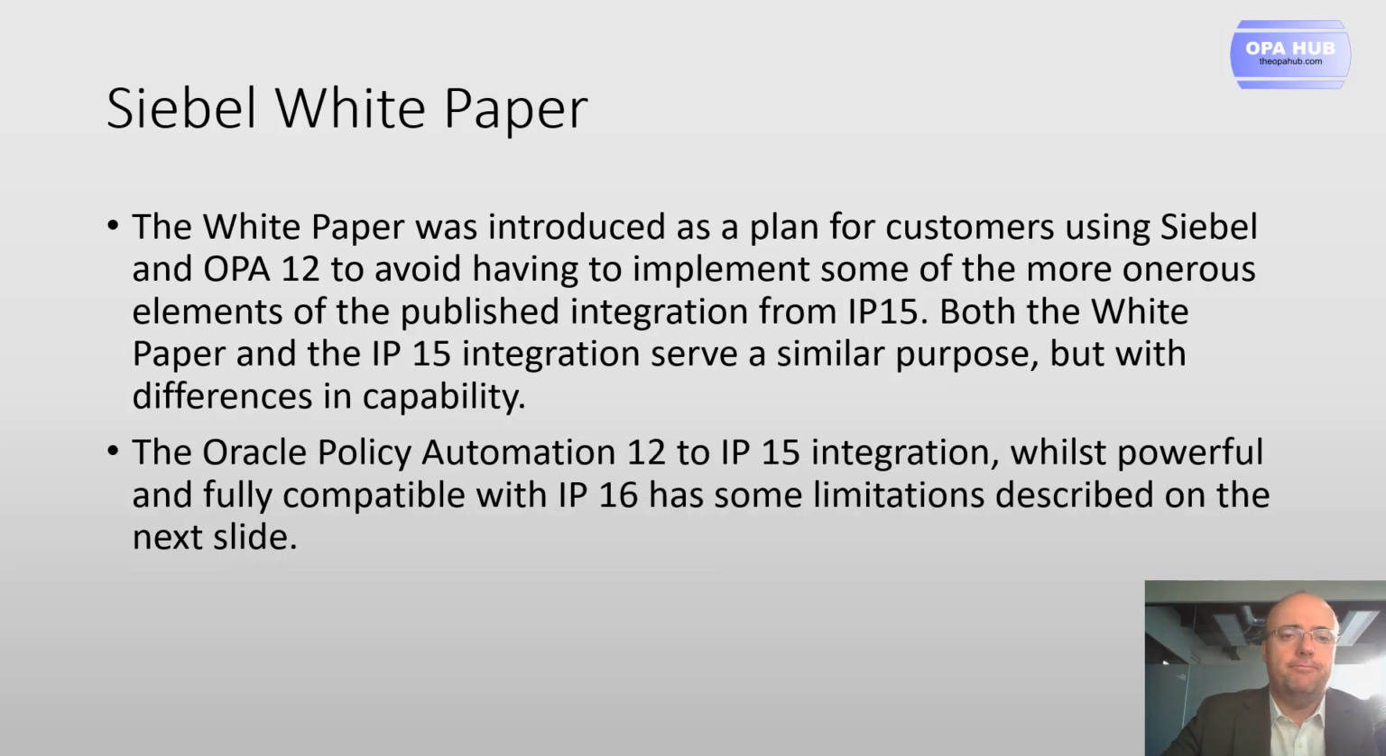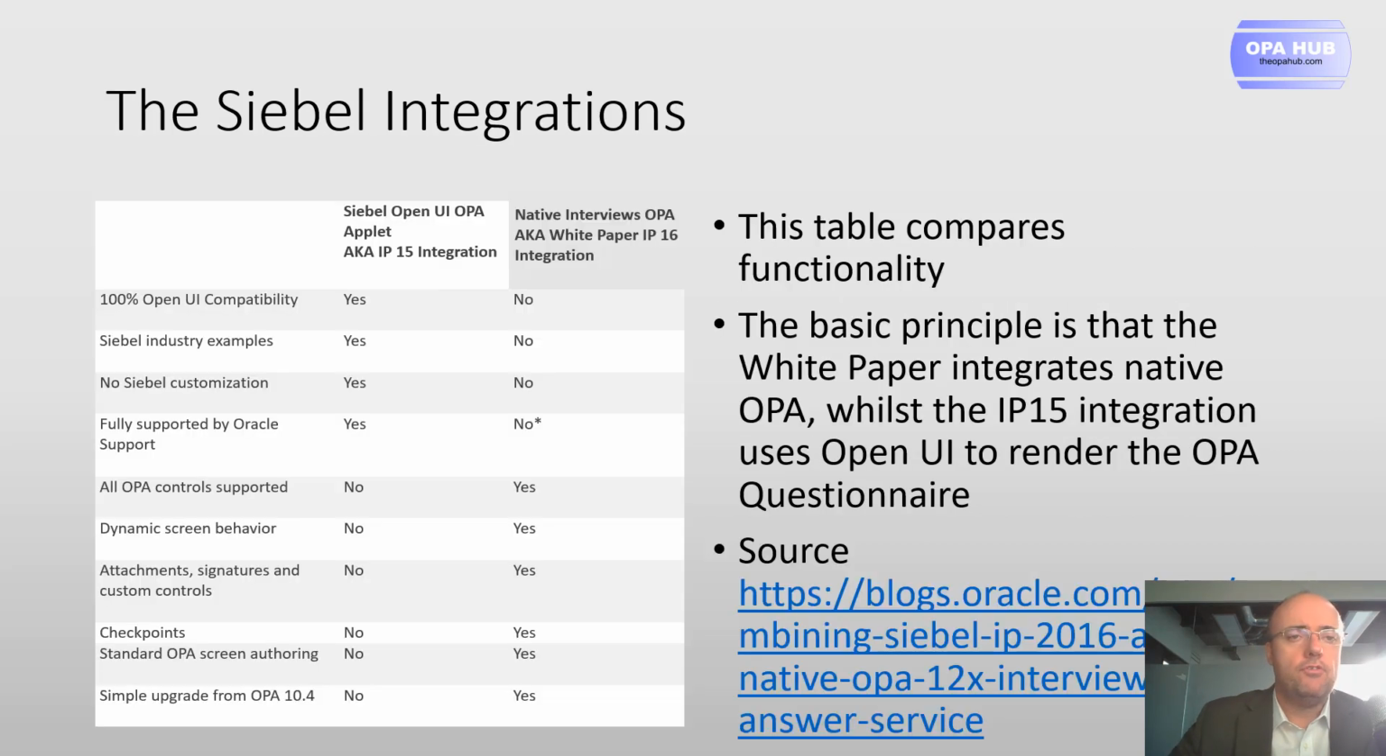So a little bit of background. The white paper was introduced because in the IP15, the integration with OPA was successful, but it had some limitations. And those limitations meant that customers needed an alternative solution to implement OPA with Siebel 16. And hey presto, that's, I think, why the white paper now exists. Here's a kind of brief overview of the differences between the integration on 15 and 16.